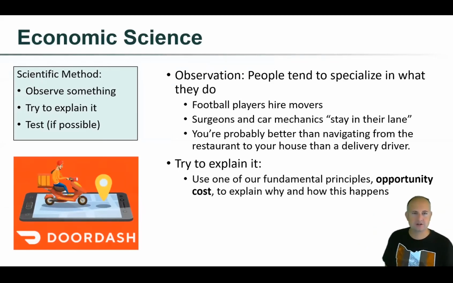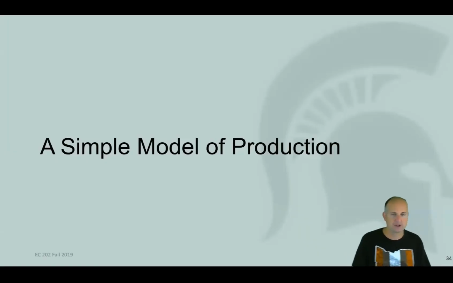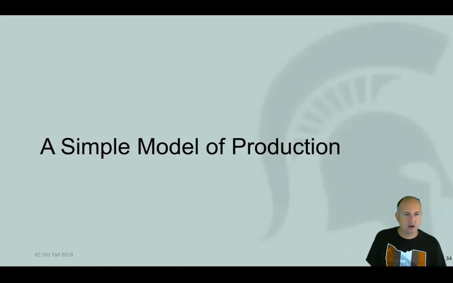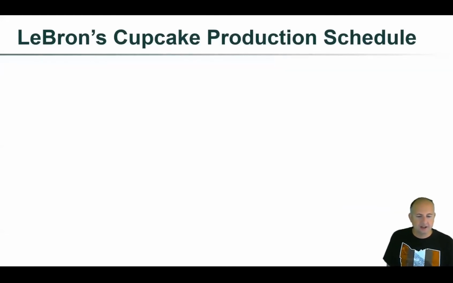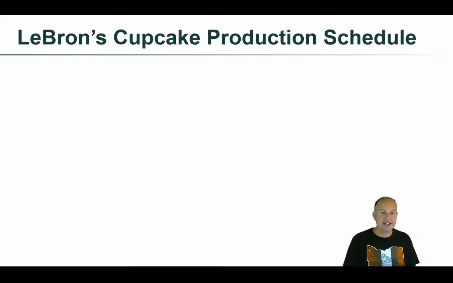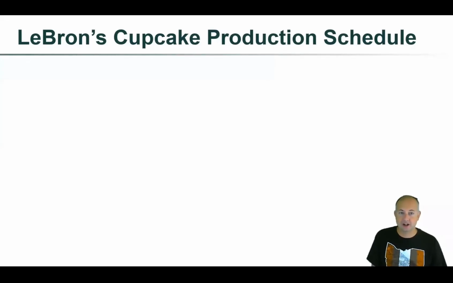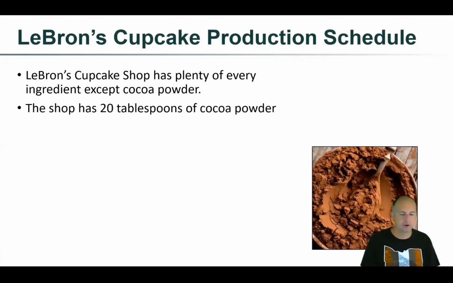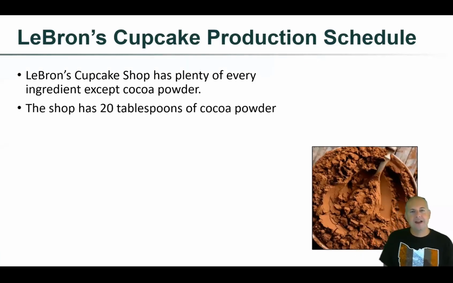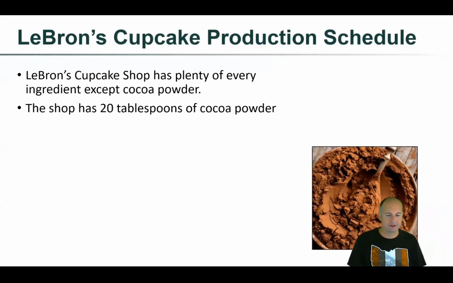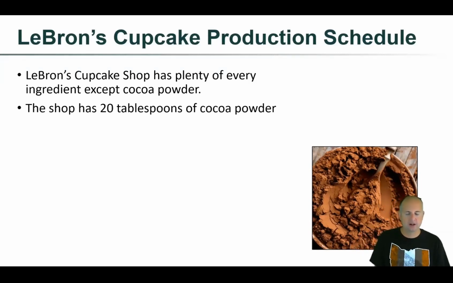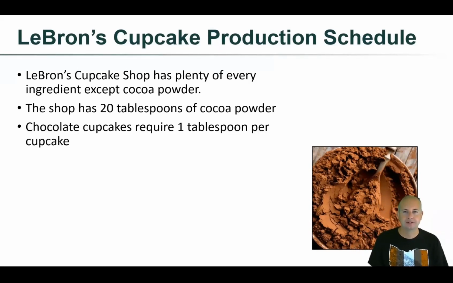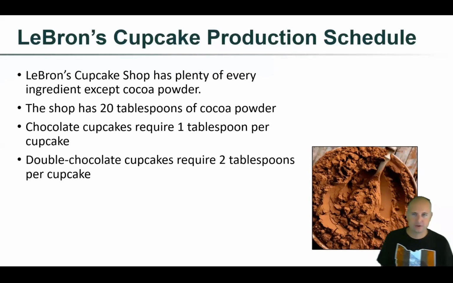And this brings us to this simple model of production that I promised you. We are going to suppose that LeBron James has not taken economics, and so decided against our better judgment that he should stop playing basketball and open his cupcake shop. We're going to say that his cupcake shop has plenty of every ingredient except cocoa powder. In fact, this shop has 20 tablespoons of cocoa powder. Chocolate cupcakes require 1 tablespoon per cupcake. Double chocolate cupcakes require 2 tablespoons per cupcake.